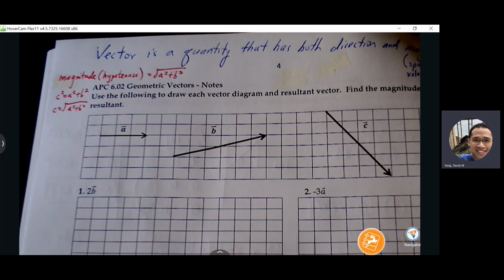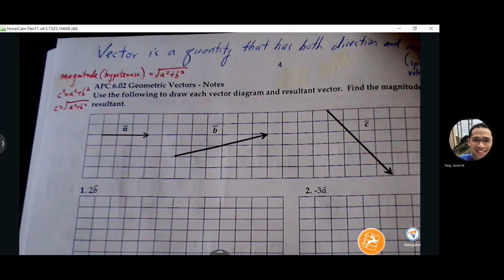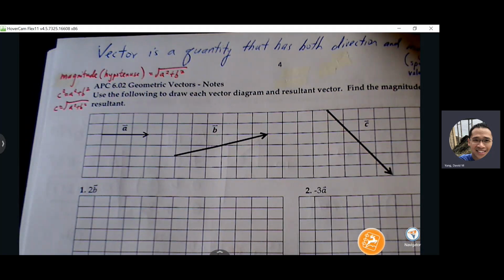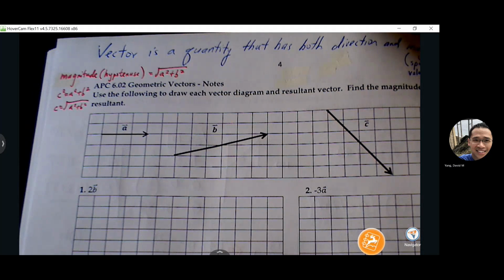answer each part. But first, I want to focus on practicing drawing each vector diagram and the resultant vector. The resultant vector is what we get when we add two vectors together and produce a resulting vector out of it. And then we'll find the magnitude, the size or the length of this vector, as well as draw and identify the direction. Okay.